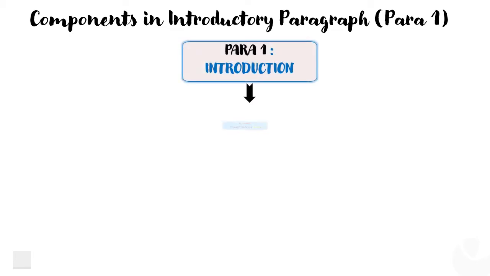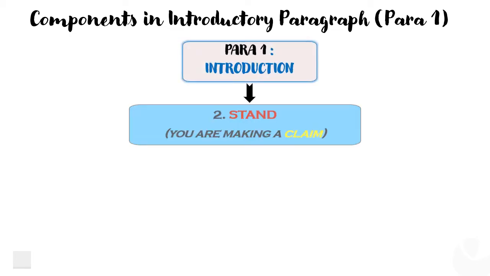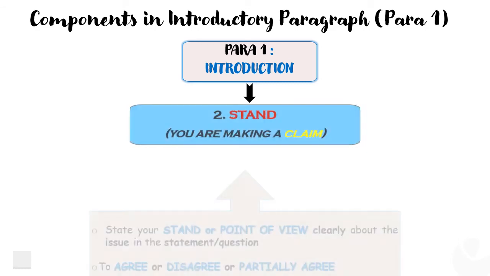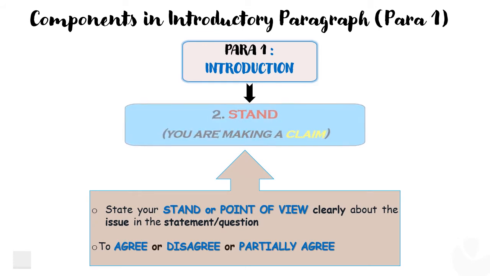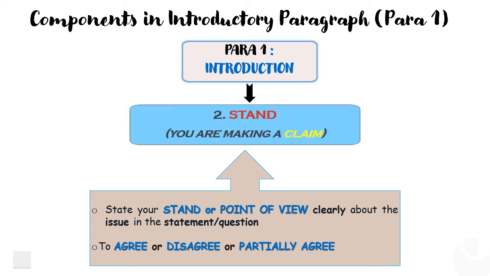The next component in the introductory paragraph is the stand. When making an argument, you have to clearly state a claim or a point of view over the issue highlighted in the question. The claim can be to agree, to disagree, or partially agree. To partially agree, candidates have to give objective explanations why they agree and disagree at the same time about the statement given.